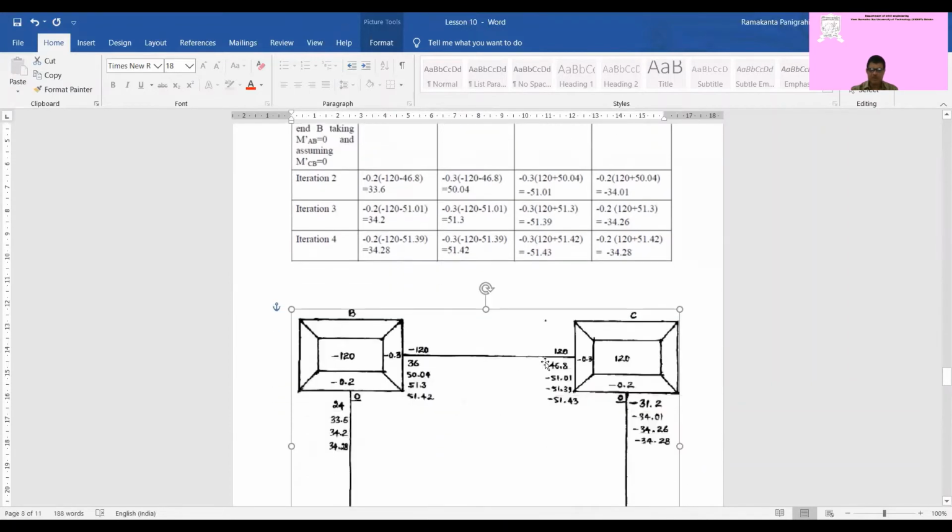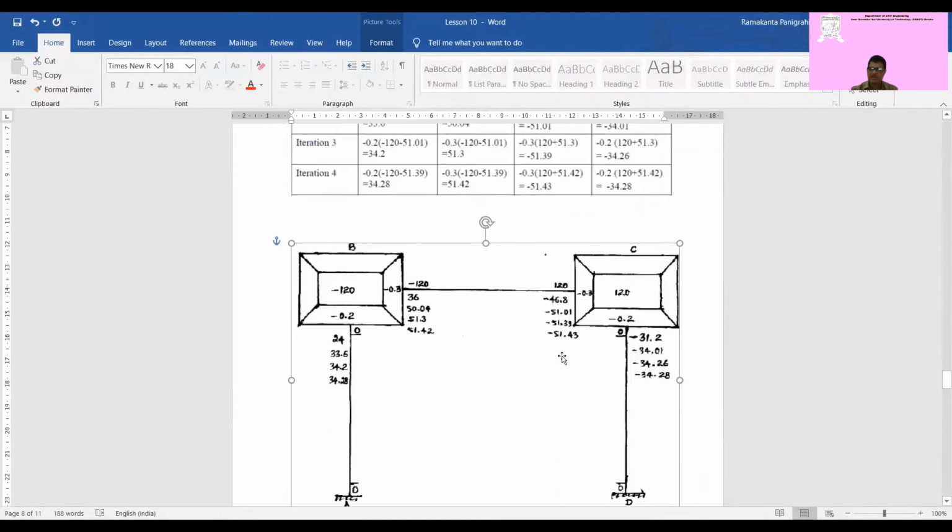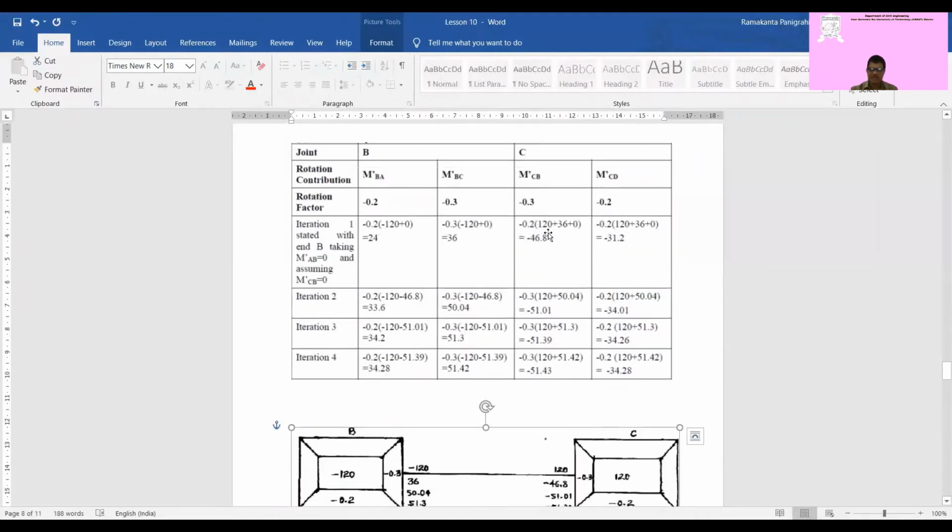Now, while we are coming to joint C, what is the value here? Minus 0.3. So minus 0.3 is the rotation factor multiplied by the bracket. The joint fixed end moment is 120. Then contribution from far end. Now for this, the far end is here, we already got the value plus 36. 120 plus 36, and from this end it will be 0. No moment will come from this fixed end. So this is put here like this: 120 plus 36 plus 0. Minus 46.8. And here this is for minus 0.2, minus 0.3.